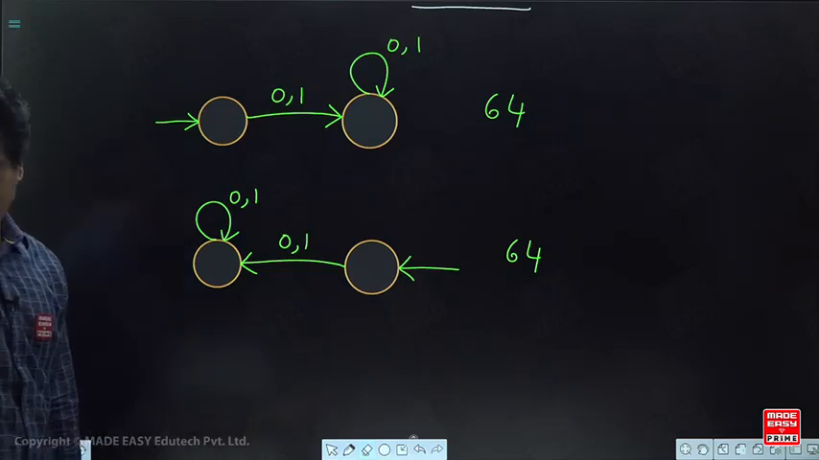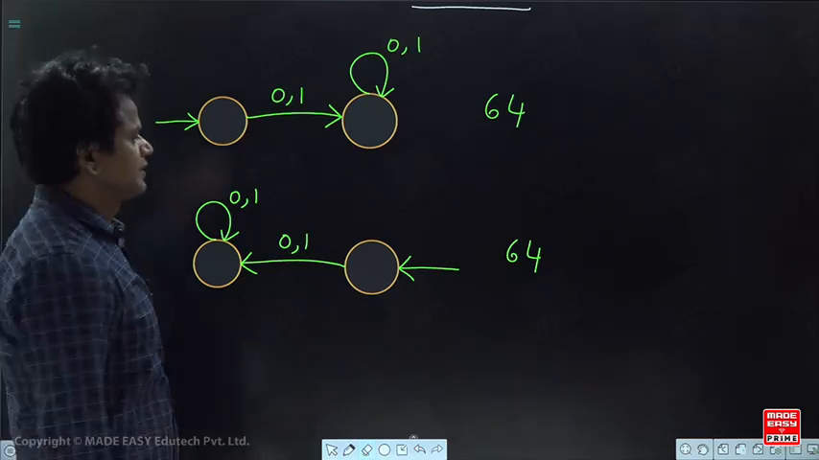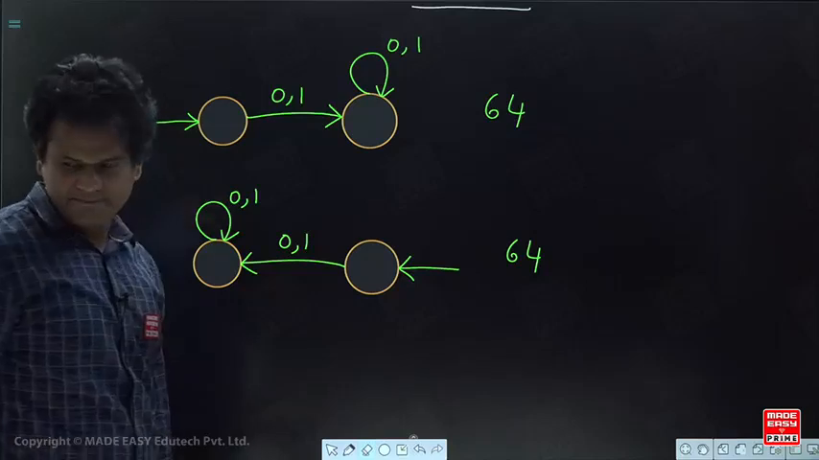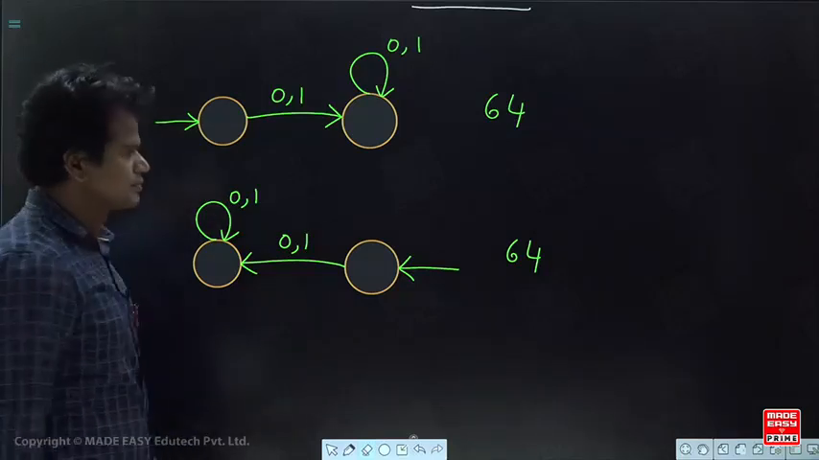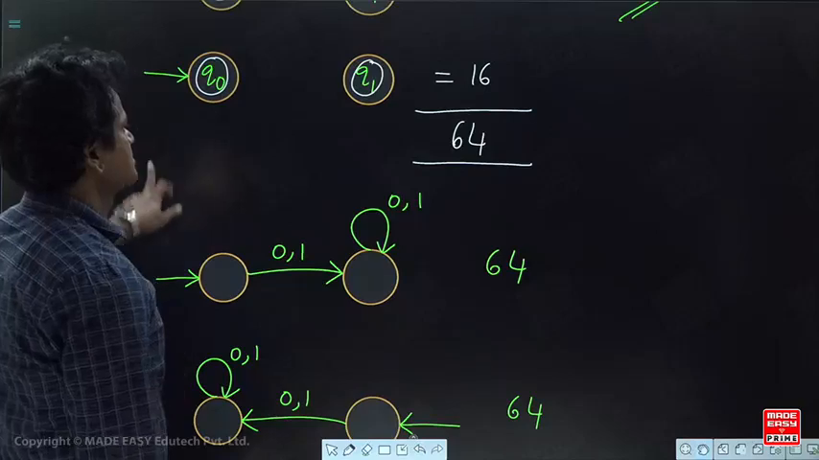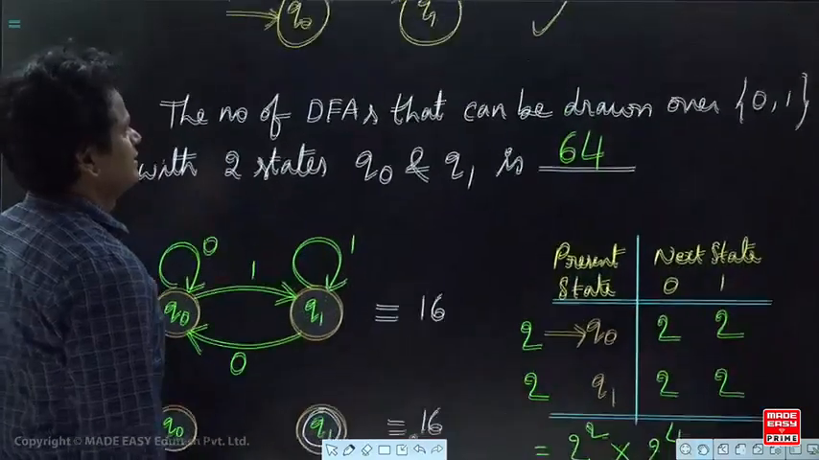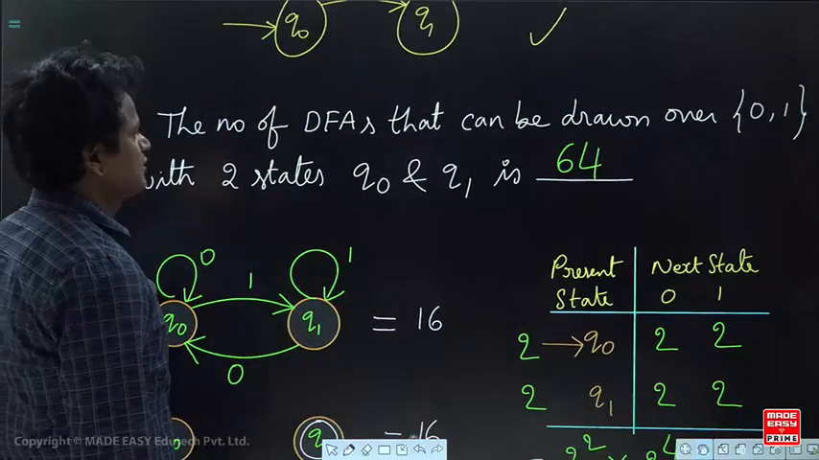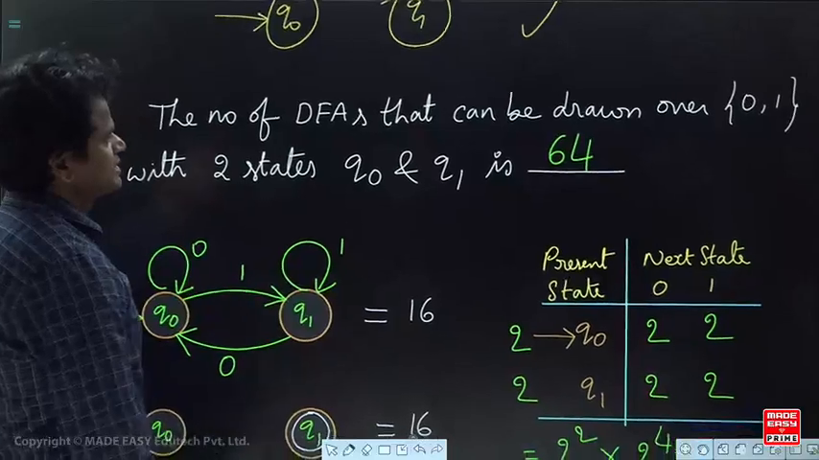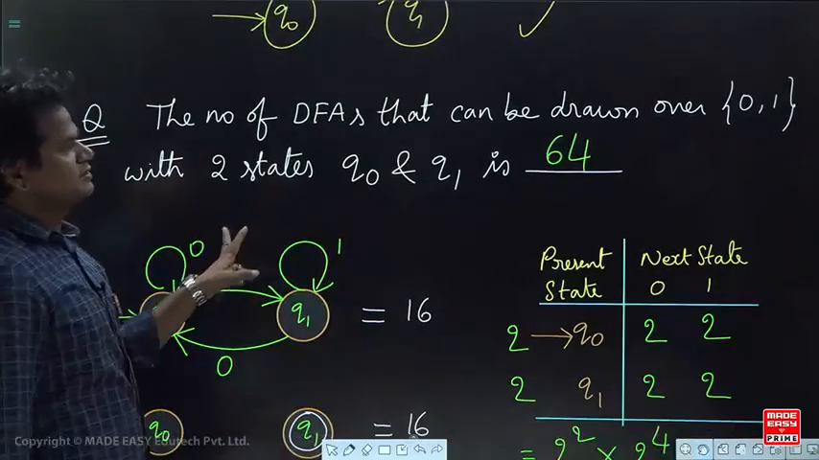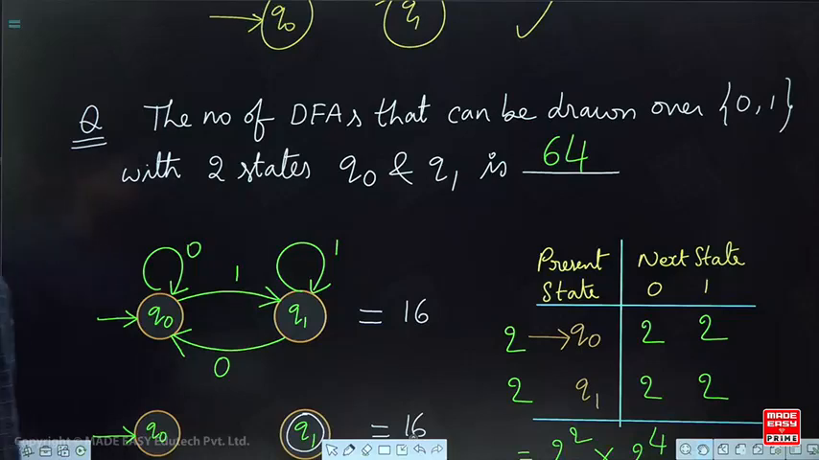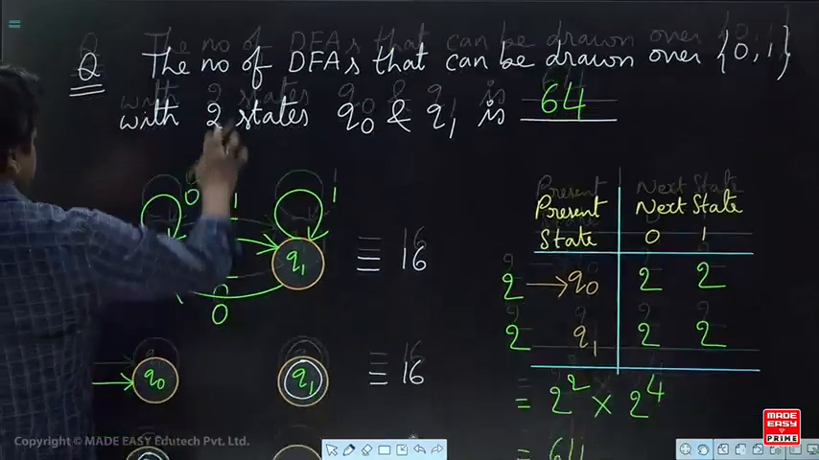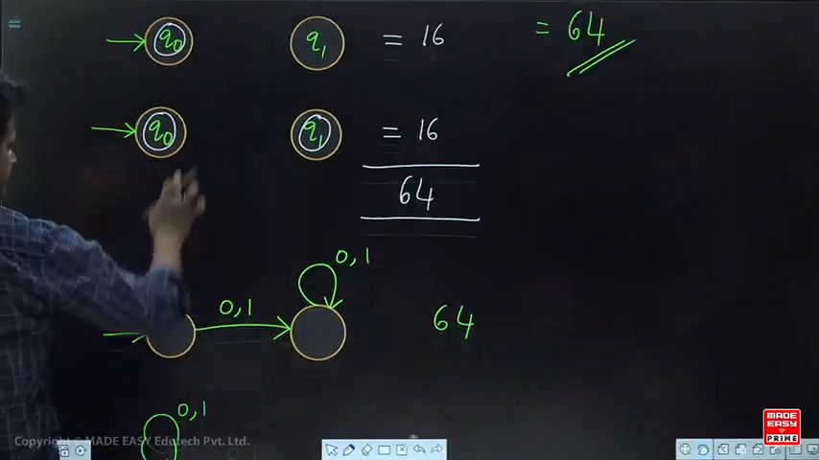Now I'll give you a different question. Will you try? So try this question. When Q0 is initial, 64, even though the initial is not mentioned. So then also the answer is 64 only. 64 DFAs. Now next question.